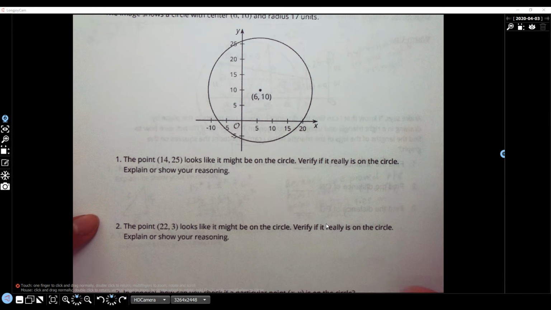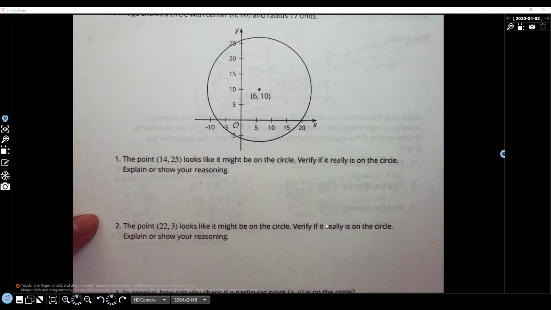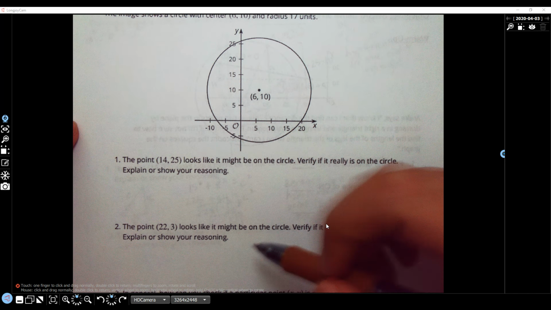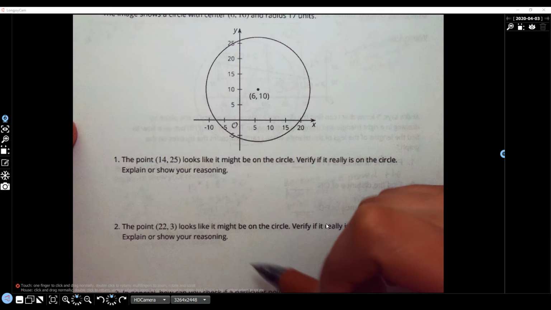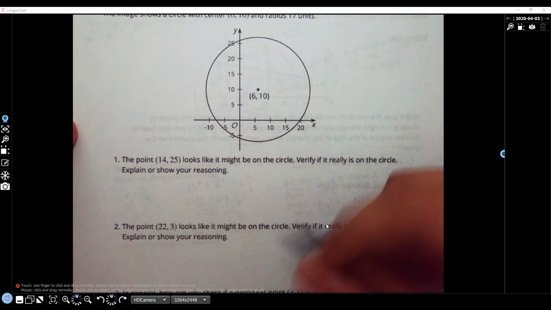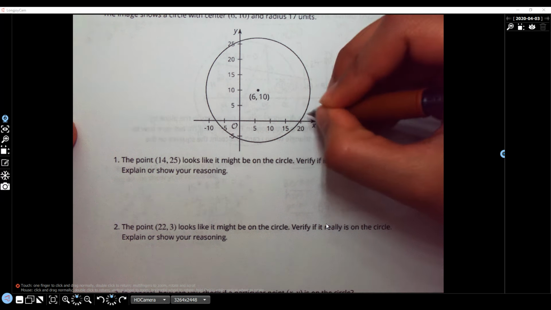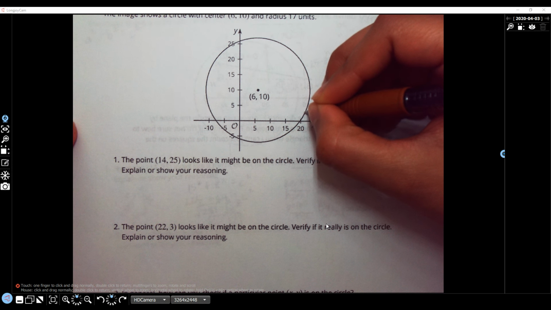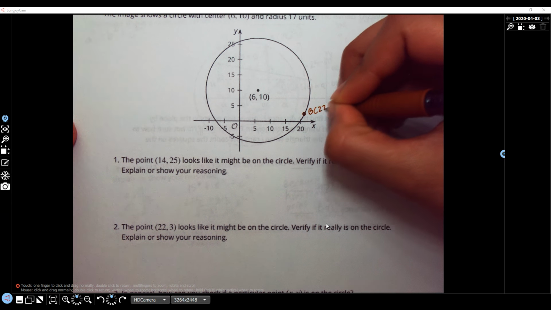So this is kind of similar to the previous question. I hope that you pause this video and try this on your own, and then you can always check your work once you're finished. So let's first start by plotting (22, 3). That takes us right about here. I'm going to label this point B, so (22, 3).